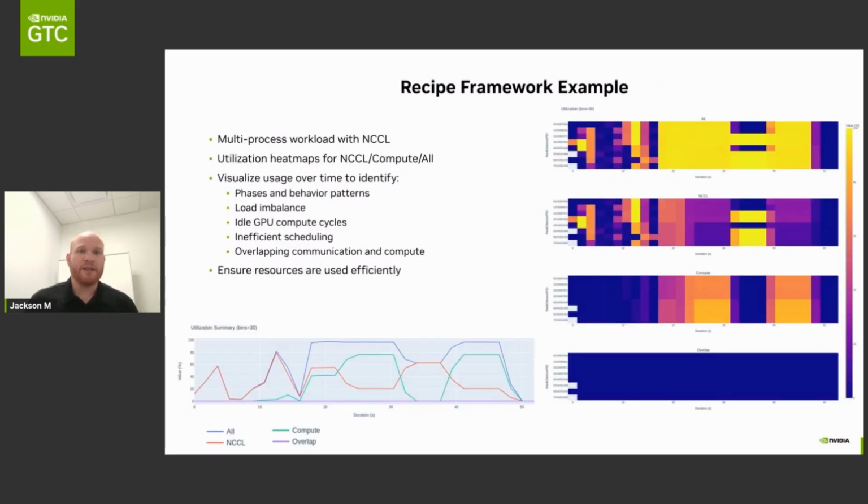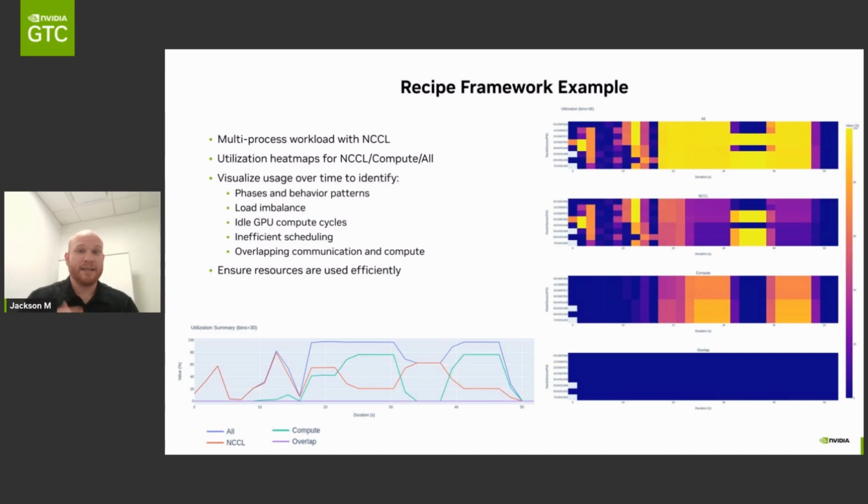One example of the recipe framework is here on the screen. What we have here is a multi-process workload that was running using NCCL, and it generated a bunch of reports on multiple GPUs, and we ran a recipe across all of those reports to generate these heat maps. And what we're seeing here is the NCCL utilization, the compute utilization, where they overlap, and an aggregation at the top. So what you're doing here is you're trying to identify a workload balance, right? Do I expect phases of compute and then NCCL and then compute and then NCCL?